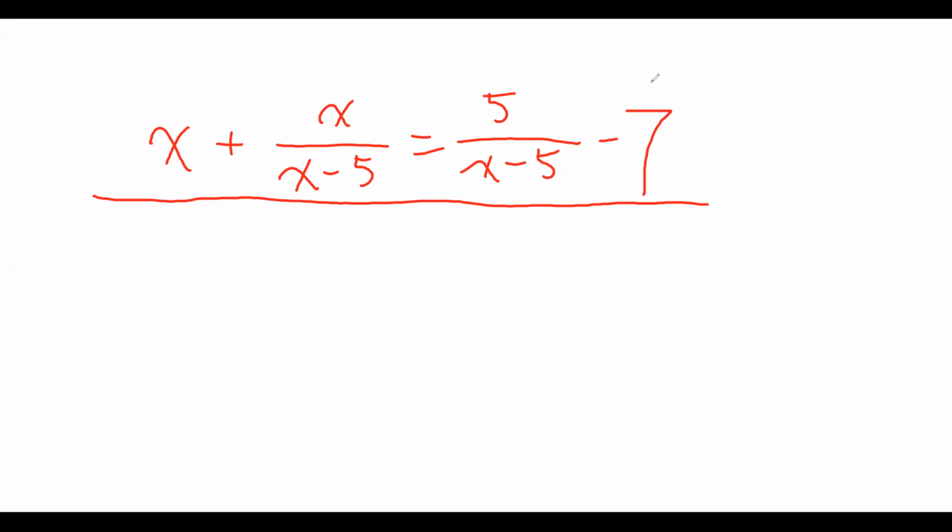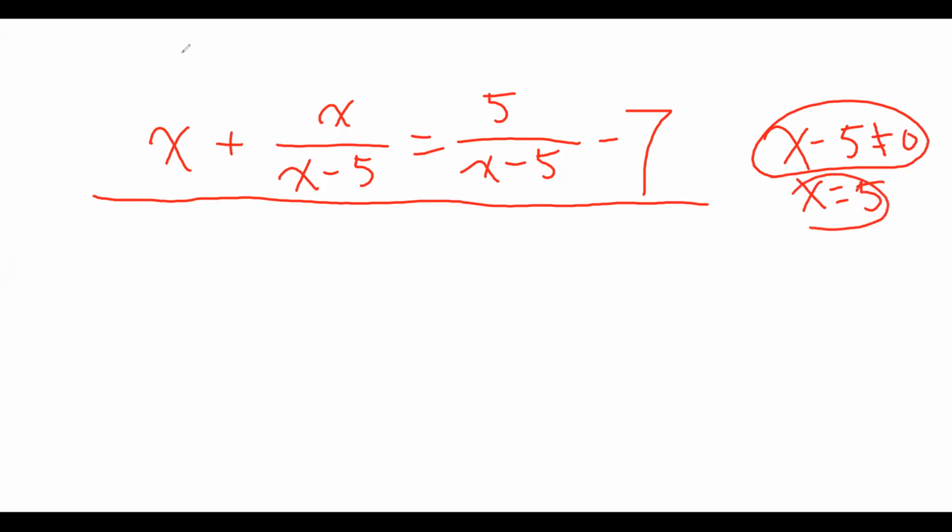Okay, so what's the answer of this one? Did you guys do some in your notebook? So x minus 5 is the LCD, right? It cannot be equal to 0. So x cannot equal 5 first. Please keep this in mind. So both sides times x minus 5, all right? Both sides times x minus 5.